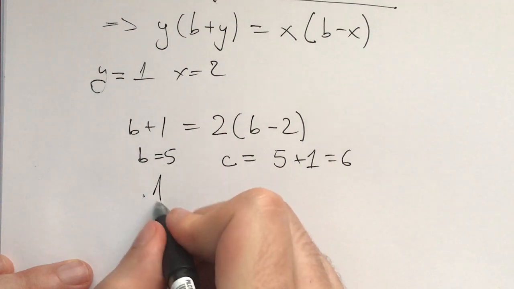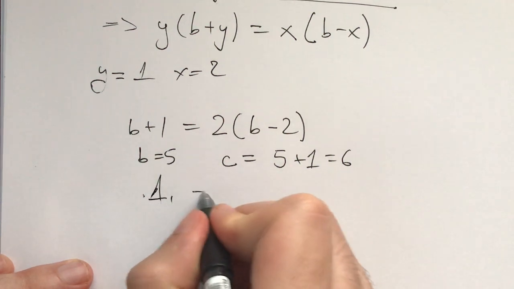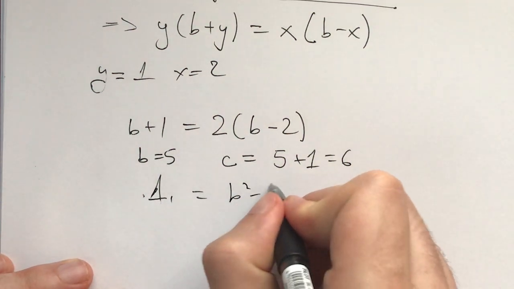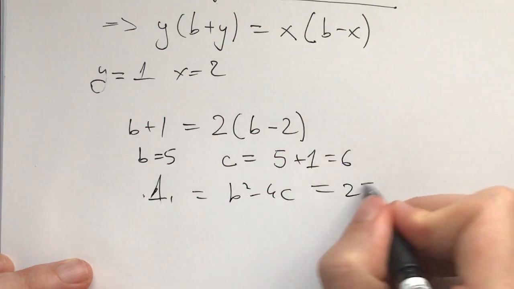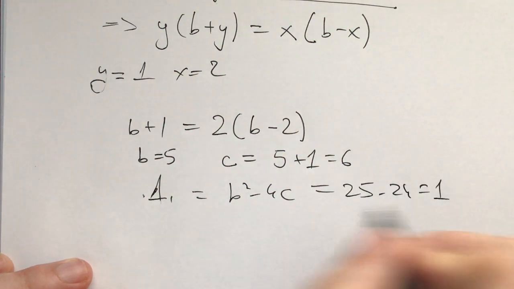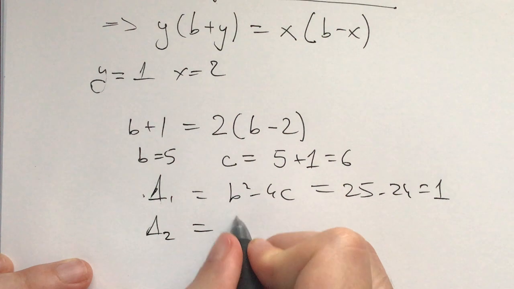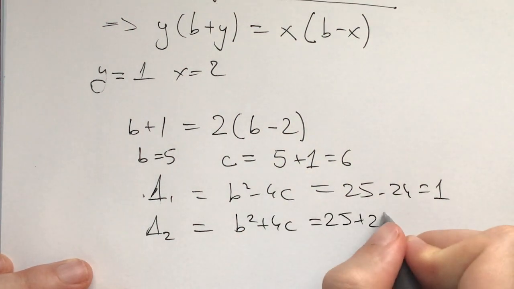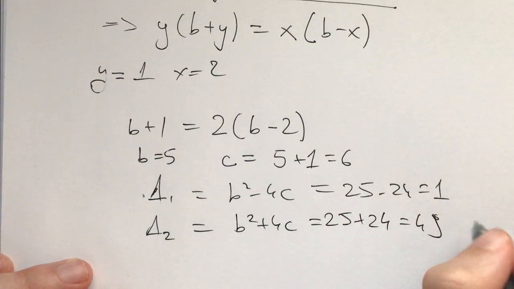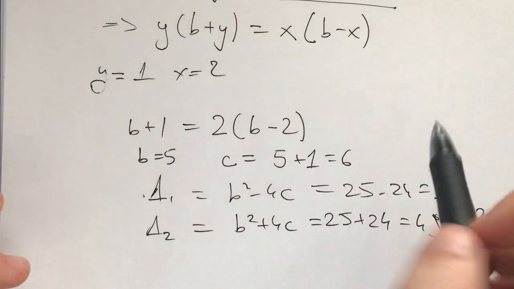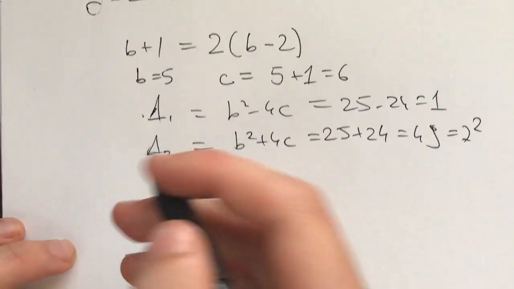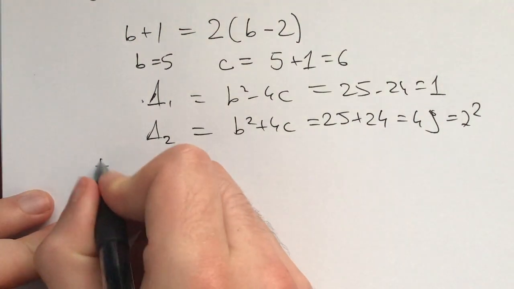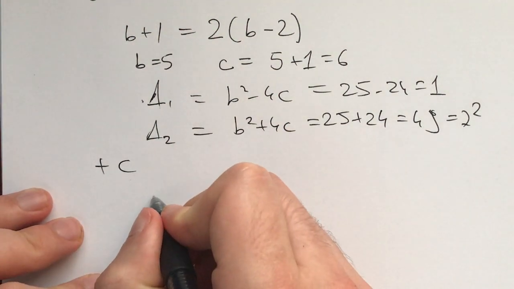Now what is the discriminant? In one case, it's b squared minus 4c, which is 25 minus 24, which is 1. And in the other case, it's b squared plus 4c, which is 25 plus 24, which is 49, which is 7 squared. And now the write-up is quite quick.